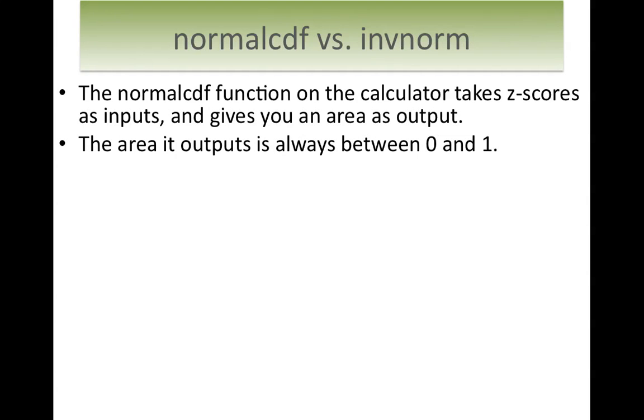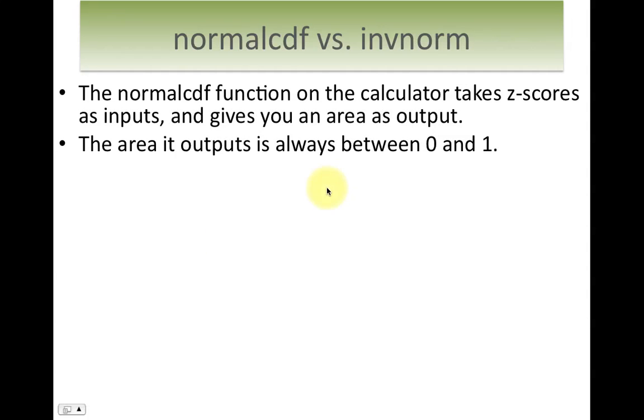The area it outputs is always between 0 and 1. Now that should make sense to you because the entire bell curve is 100%. So you're never going to have an area that's greater than 100%. And expressed as a decimal, it will never be greater than 1.